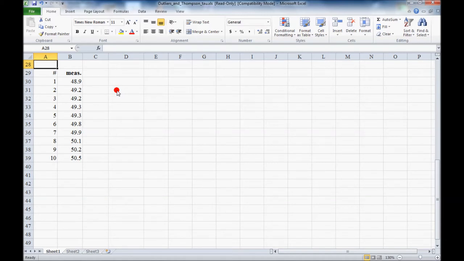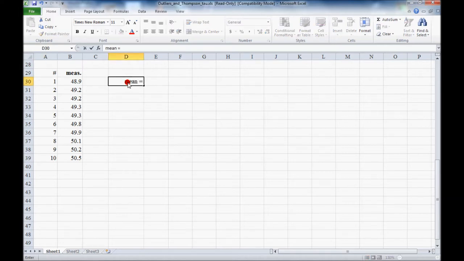Let's do a simple outlier problem using Excel. I have 10 measurements here and I've arranged them in increasing order for convenience. So in order to use the Thomson-Tau technique, we first have to calculate the mean and the standard deviation.